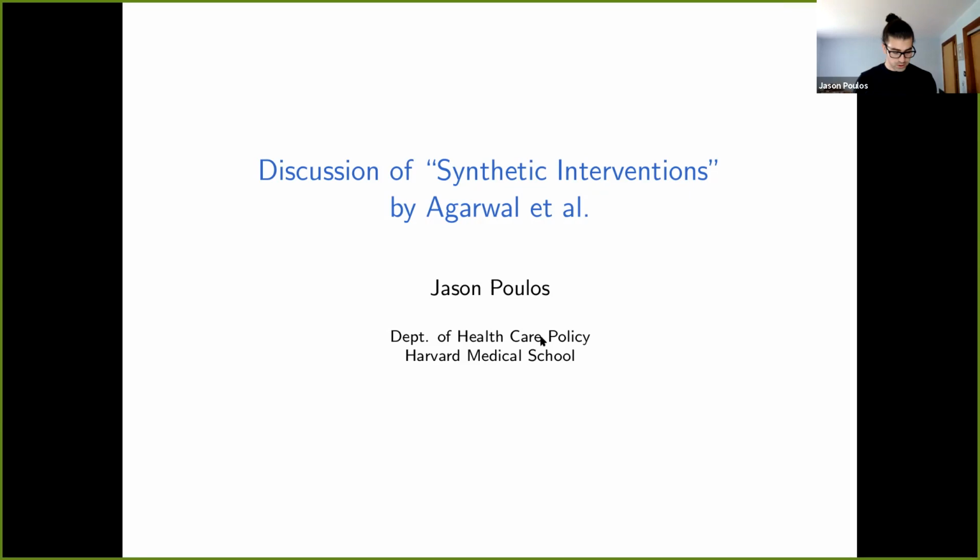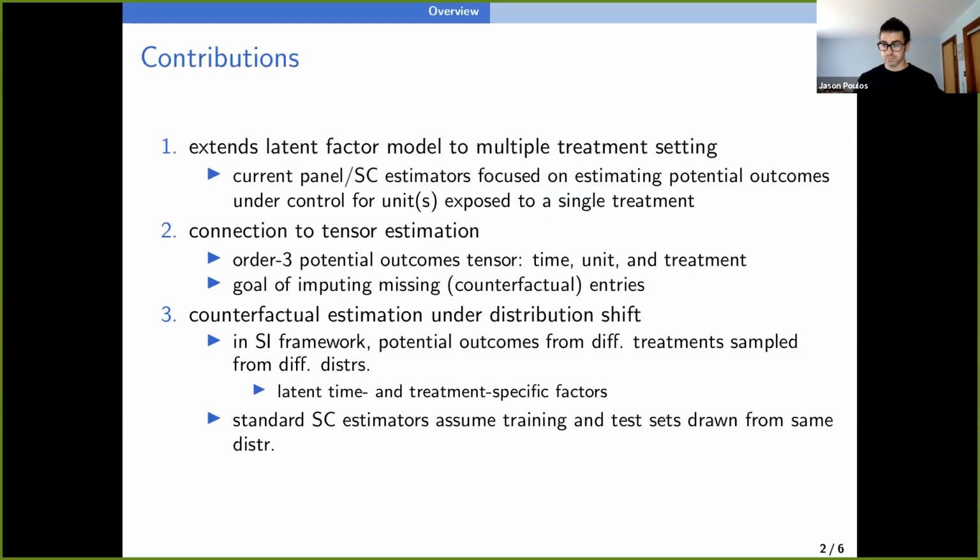Okay, so thank you, Anish and Dennis, for this excellent talk and this paper that I think contributes a lot to the synthetic control literature and the causal panel data literature. So I think there are three major contributions here. One is that the paper extends this latent factor model to the multiple treatment setting. And this is important because current estimators are squarely focused on estimating potential outcomes under control for either a single or multiple units responding to one treatment. But as the authors point out, we are always interested in situations where there might be multiple different treatments.